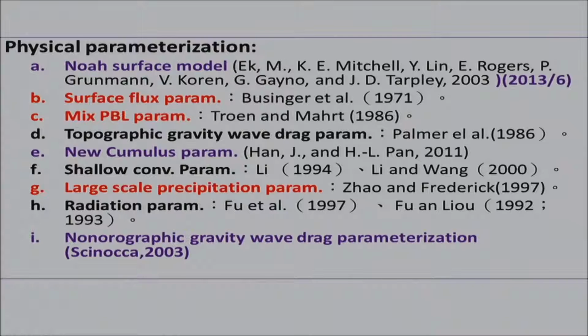For physical parameterization, we are going to replace the soil model with NOAA's surface model, and we are going to replace the cumulus parameterization with a new SAS. These two modules also come from NCEP. Also, we are going to add a non-orographic gravity wave drag parameterization. This module is written by ourselves.